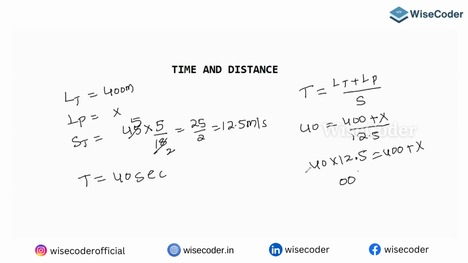12.5 into 4, how much are you going to get? 50. So please calculate that and tell me that value. 12.5 into 40, that will give you what, guys? 500. Because 4 ones are 4, 4 plus 1 is 5. Which is equal to 400 plus x.